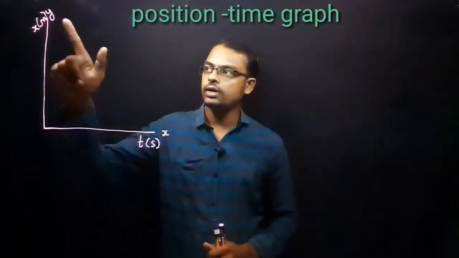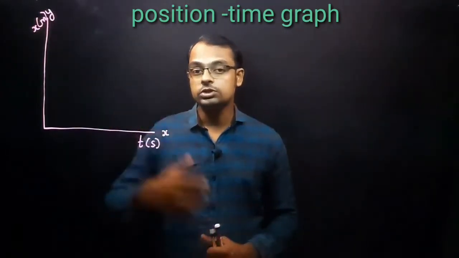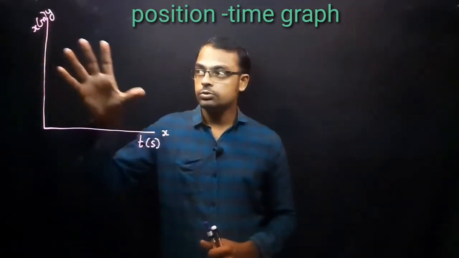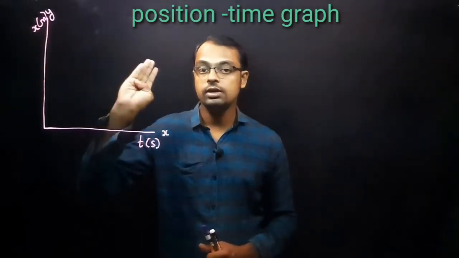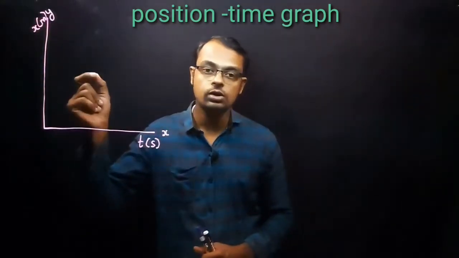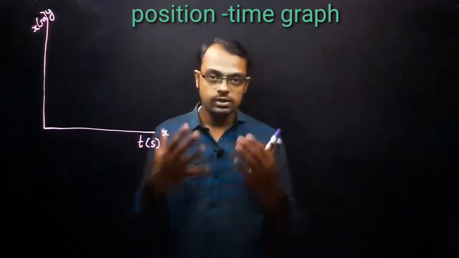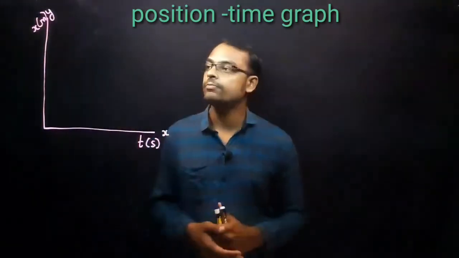The x-axis is the time and the y-axis is taking what? Position. So what is the meaning of position here? In this position time graph, the position may be either distance or displacement. So it may be distance or displacement. Now in this lesson, we are mainly going to deal with the displacement time graph.